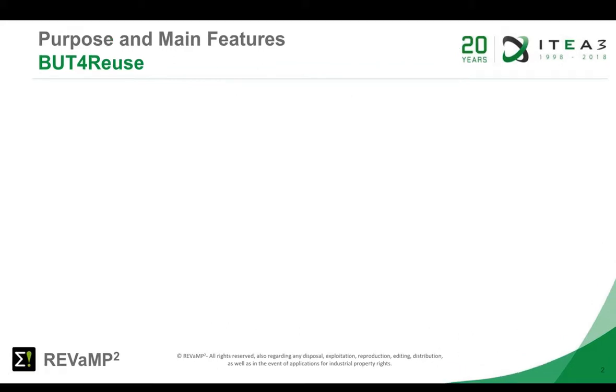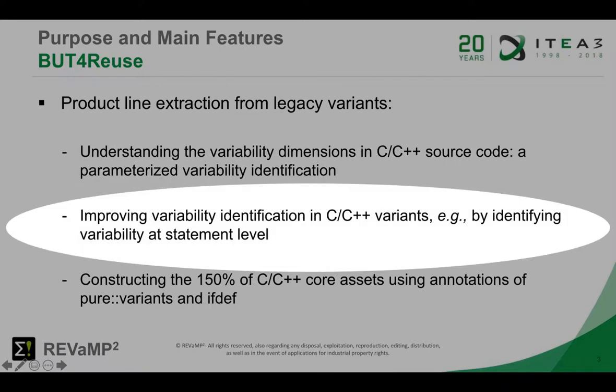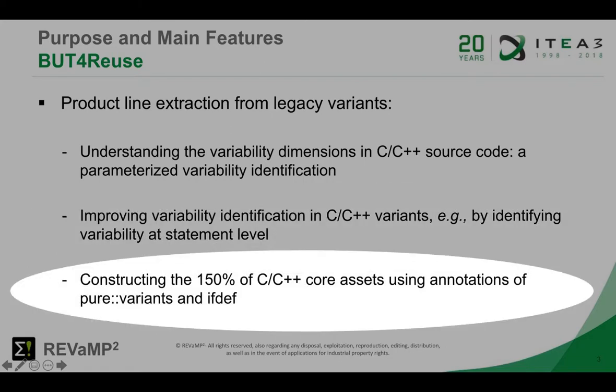The latest version of BUT4Reuse is improved in 3 points. The first one is the understanding of variability dimensions in C and C++ source code by parameterizing the adapter of BUT4Reuse. The second one is the improvement of variability identification in C and C++ variants, for example, by identifying variability at the statement level. The third one is related to the construction of the 150% of C and C++ core assets using annotations of pure variants and ifdef.